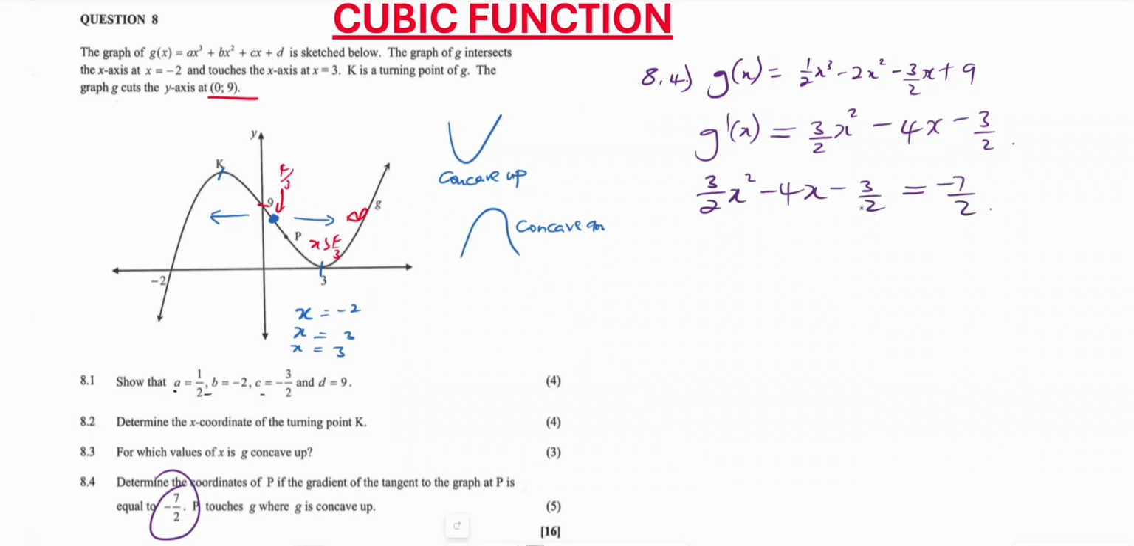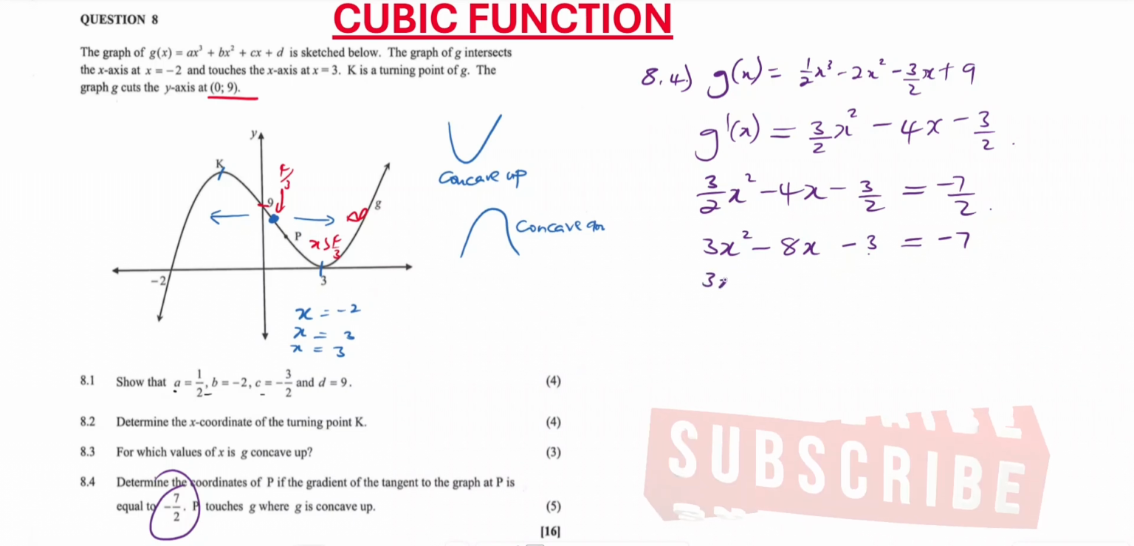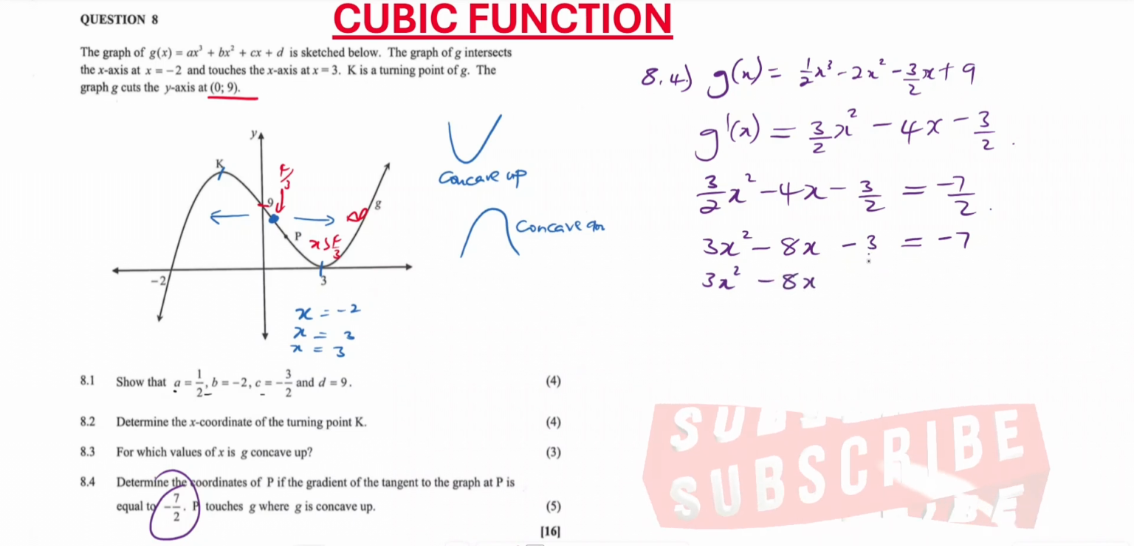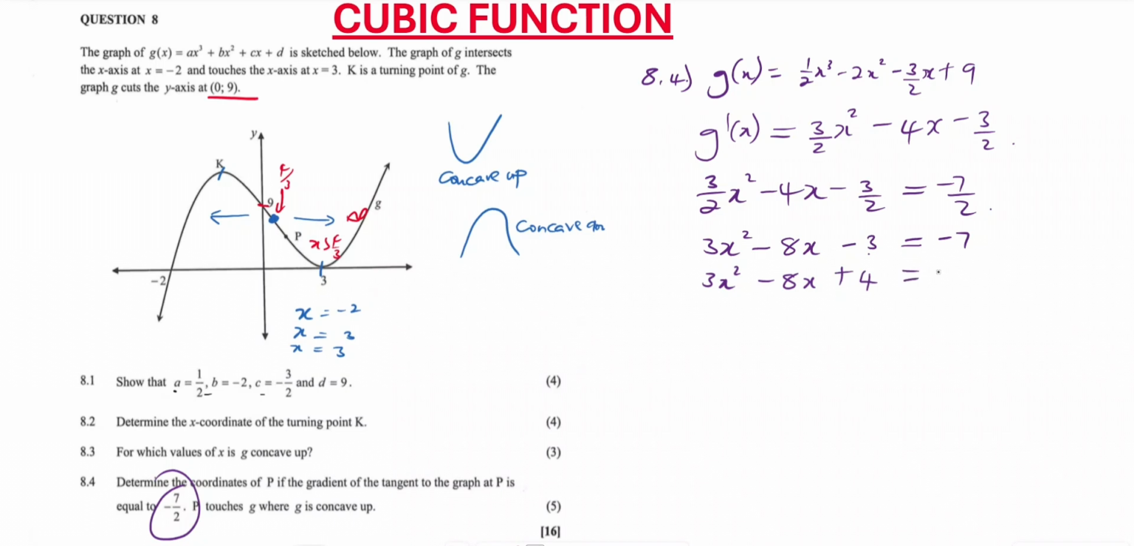Then we can clear out the denominator 2 by multiplying by 2 throughout. So this will give us 3x squared minus 8x minus 3 over 2 times 2, we get a 3, is equal to minus 7, because if we multiply by 2 again, the 2 and 2 cancel, leaving minus 7. Then we take 7 to the left, so that we can solve the quadratic equation. So this will be 3x squared minus 8x, then minus 3 plus 7, that is going to be plus 4, is equal to 0.